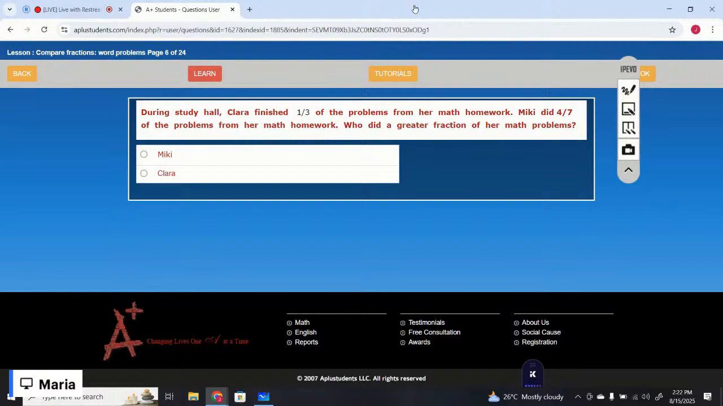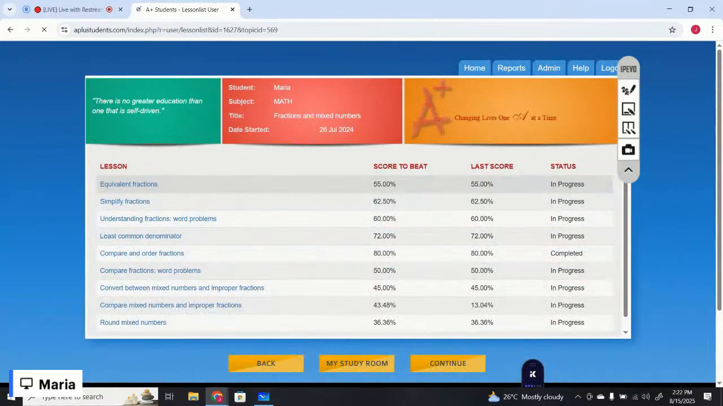4 by 7 is greater than 1 by 3. So Miki has the greater fraction of math problems, right? Okay, you can do the rest by yourself later today. Let me just move on to the next lesson.